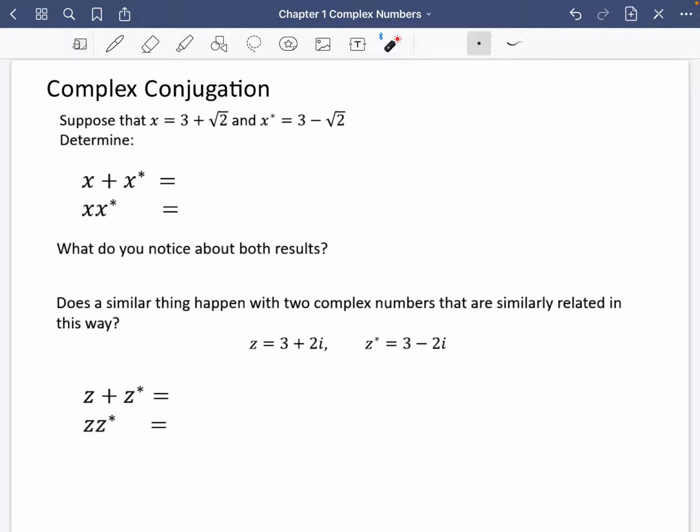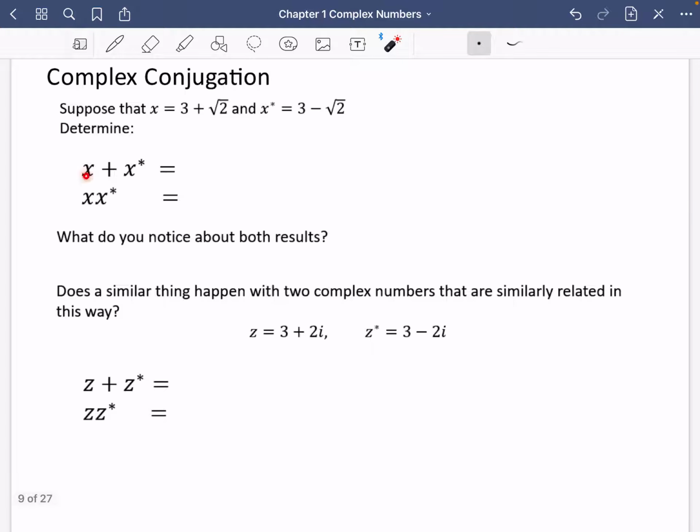So I've said here, suppose that x is 3 plus root 2, and x with a little star next to it is 3 minus root 2. Now these are actually called conjugations, okay? This x star is the conjugation of x because it's the same as this one, apart from it's just had the symbol of the surd switched from positive to negative. So what we're going to do is work out what x plus x conjugate is.